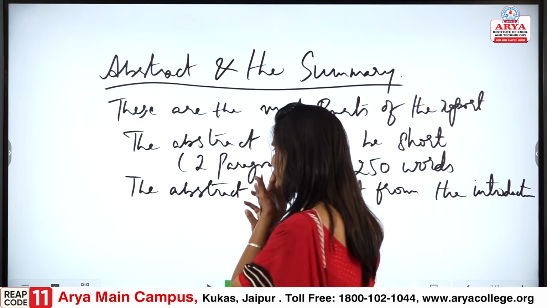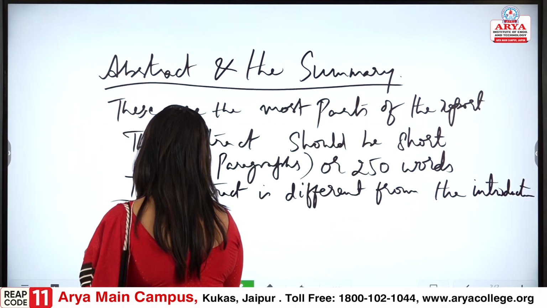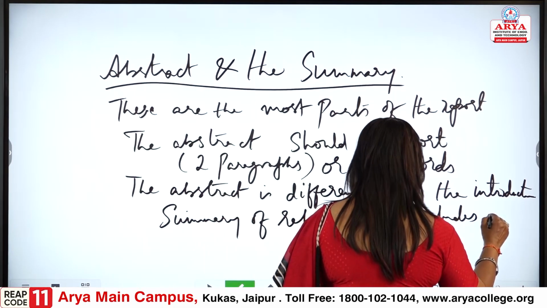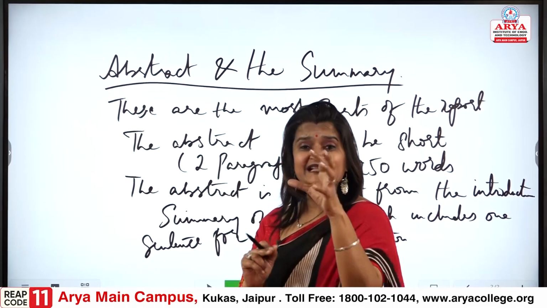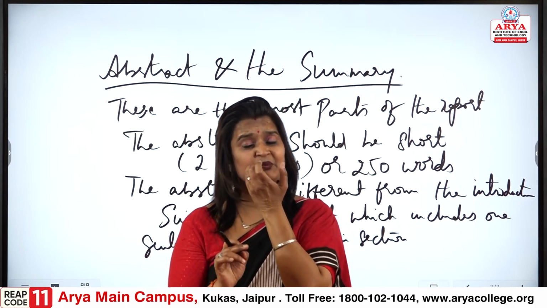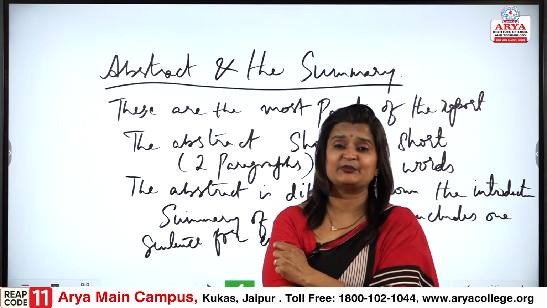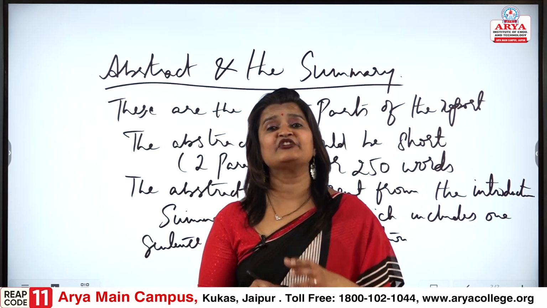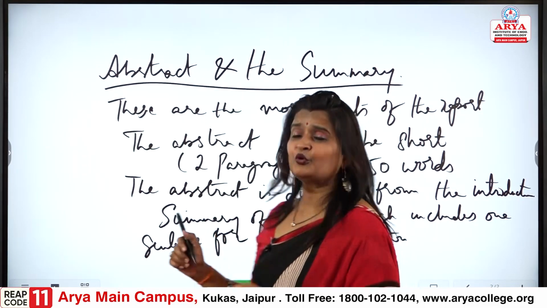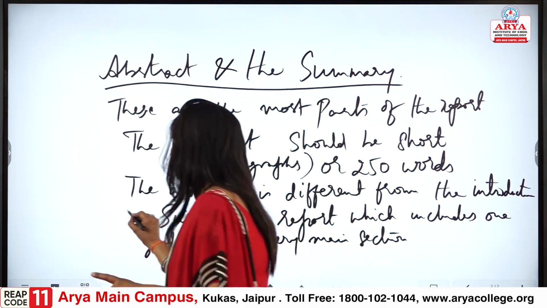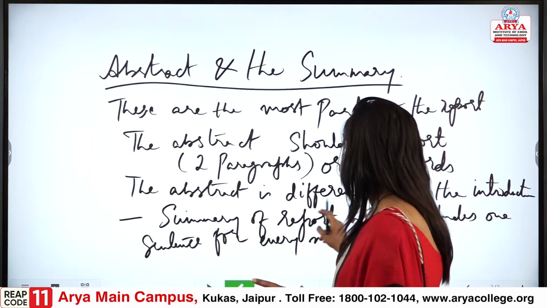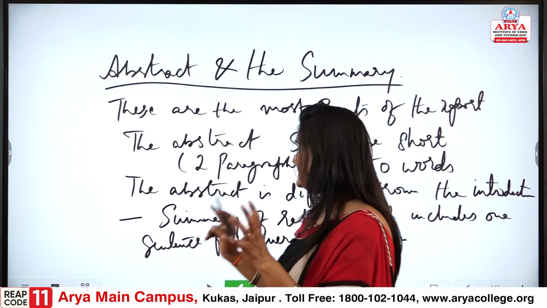The abstract is a summary of the report, which includes one sentence for every main section of the report. It will have one such strong sentence, which we can call the introductory sentence. So every report would have a summary, which includes one sentence.